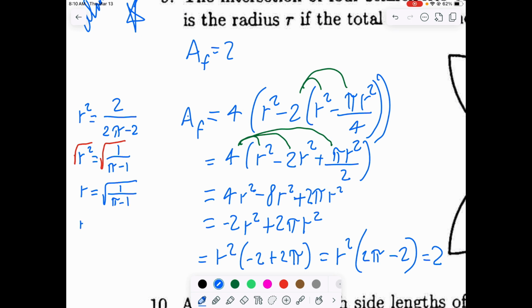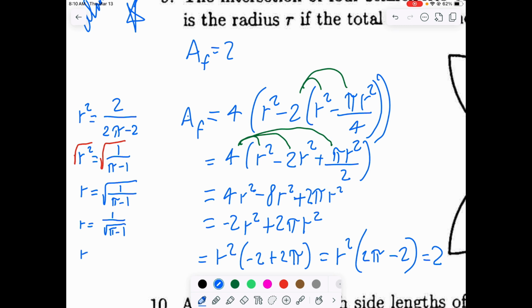Now the square root of 1 is going to be 1, so we can go ahead and write that. We know our radius is positive. It's not going to be a negative 1. So it's going to be 1 over the square root of pi minus 1. Whew.